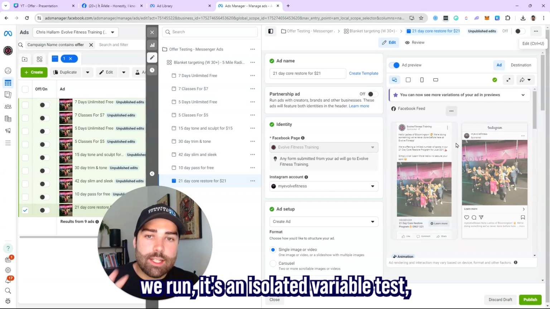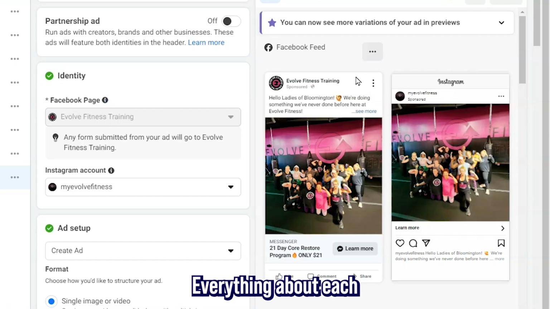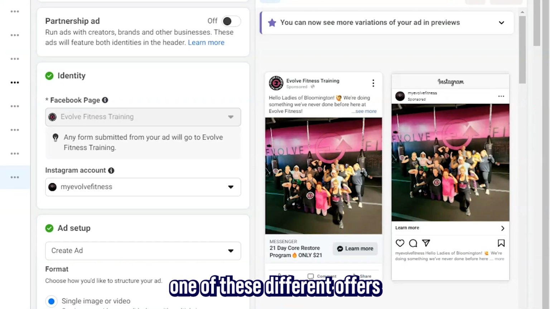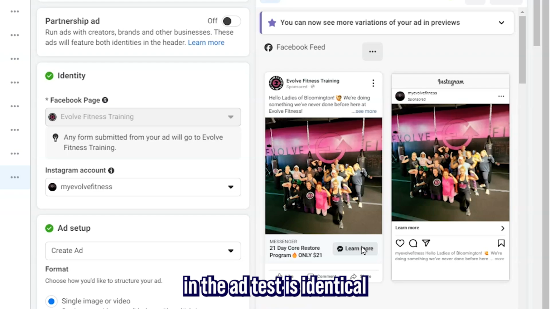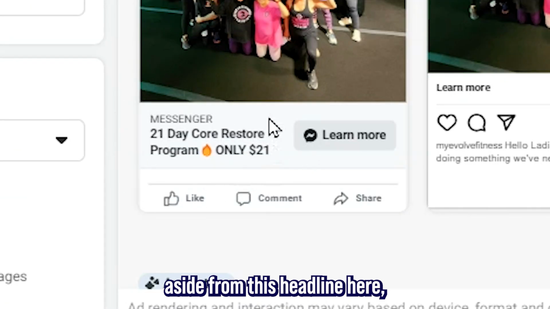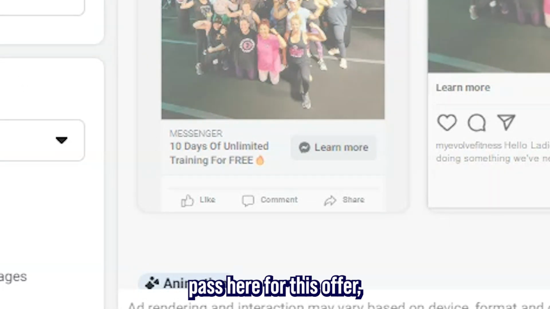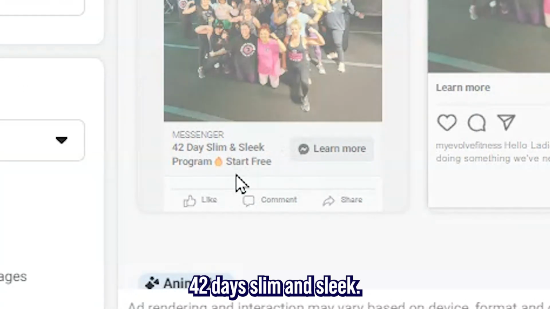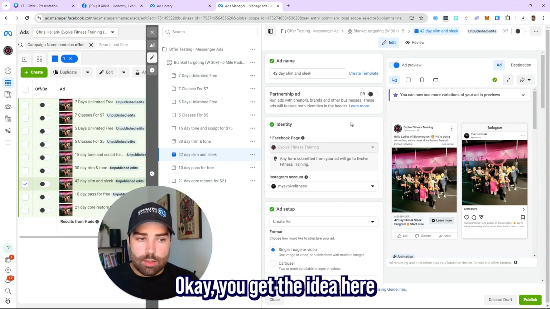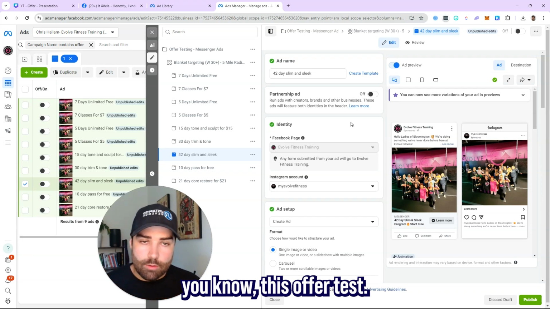And just to iterate here, this offer test we run is an isolated variable test. Everything about each one of these different offers in the ad test is identical aside from this headline here where it says 21-day core restore. This will say 10-day pass for this offer, 42-day slim and sleek. Okay, you get the idea with how we structure this offer test.